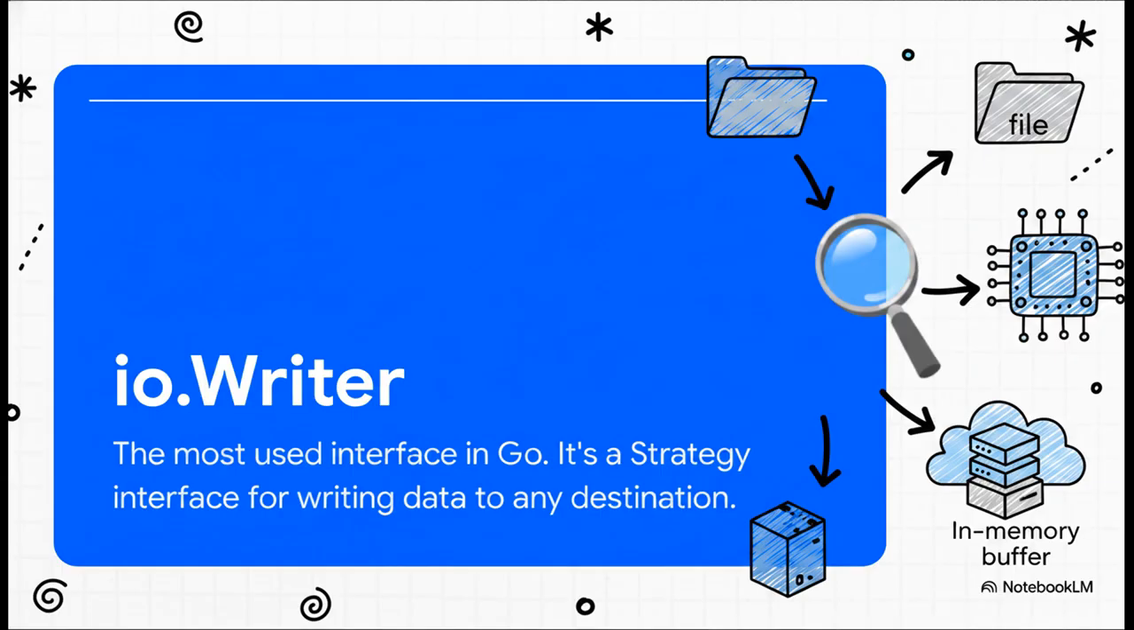And here it is, the io.Writer interface. This is arguably the most used interface in the entire Go ecosystem, and it is a textbook example of the strategy pattern. Think about fmt.Fprintf. The first thing it takes is an io.Writer. It doesn't know and it does not care if it's writing to a file on your disk, a network socket, standard out, or just some buffer in memory. Each of those is just a different concrete strategy for the one single action of writing.